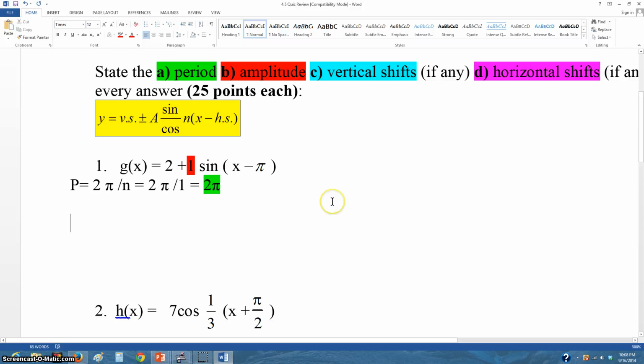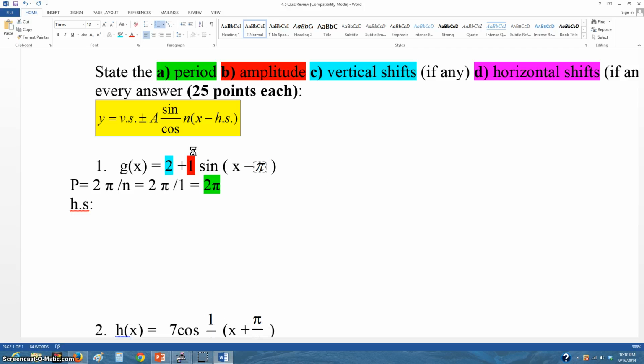Next is your vertical shifts. So let's look at our vertical shift. It's right here. That means it's the one off to itself. It's the one that's separated, and it's not with all of this junk right here. So my vertical shift at this point is 2, and it's positive. Therefore, that means it must be shifting it up 2 units.